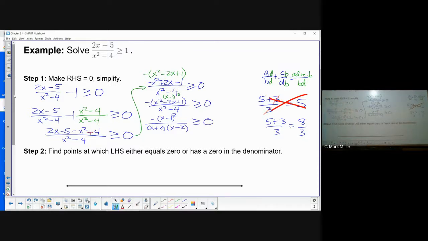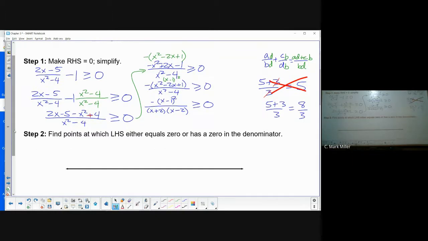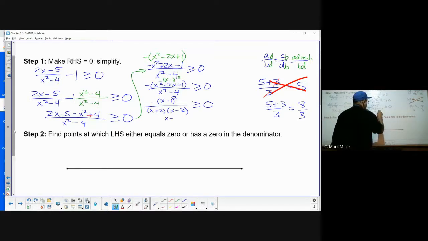So there we factored. Because remember our point, in our next step, we need to figure out where this equals 0 or it is undefined. We have one more thing to do, though. You see this rascally little minus sign out here? Let's get rid of it. We're going to multiply both sides by minus 1, and that will get rid of that minus sign.